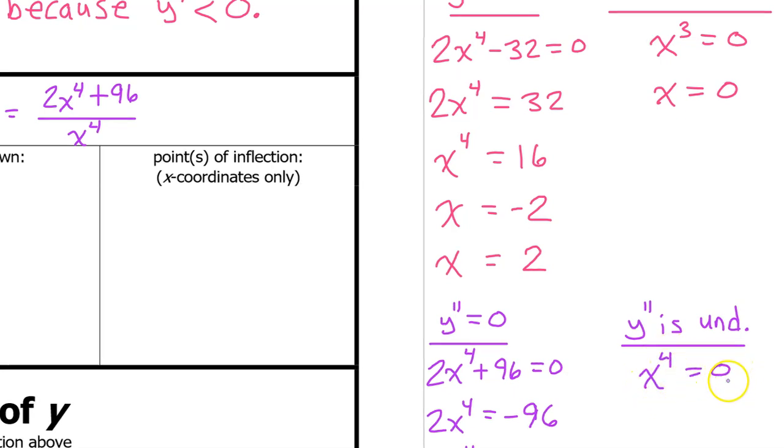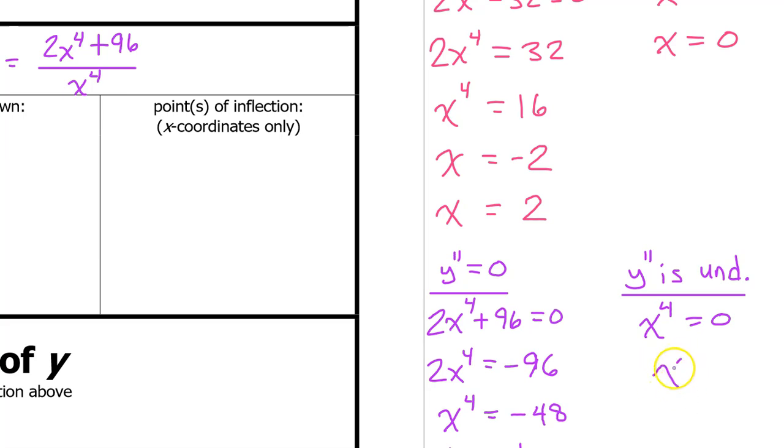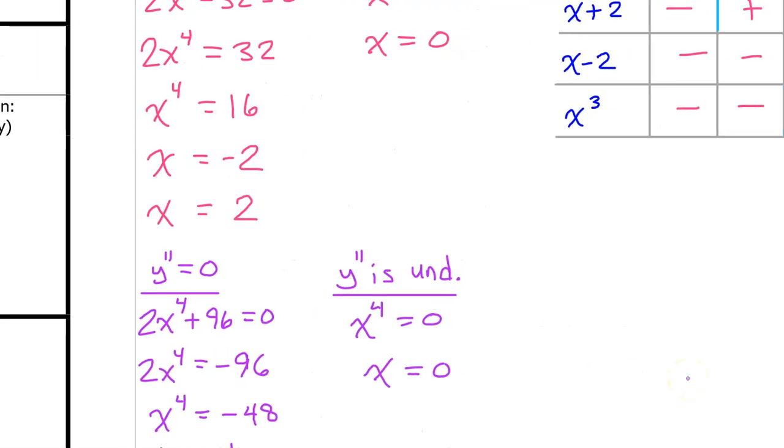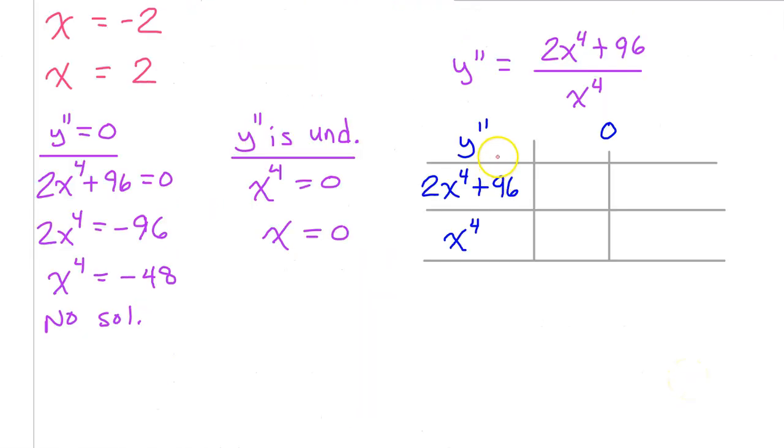X to the fourth power will equal 0 when x is equal to 0. Or you can think of it as taking the fourth root of both sides. So we do have this one critical value with which to make a sign chart. Be sure to label your sign chart as y double prime. That's an important part of your work.